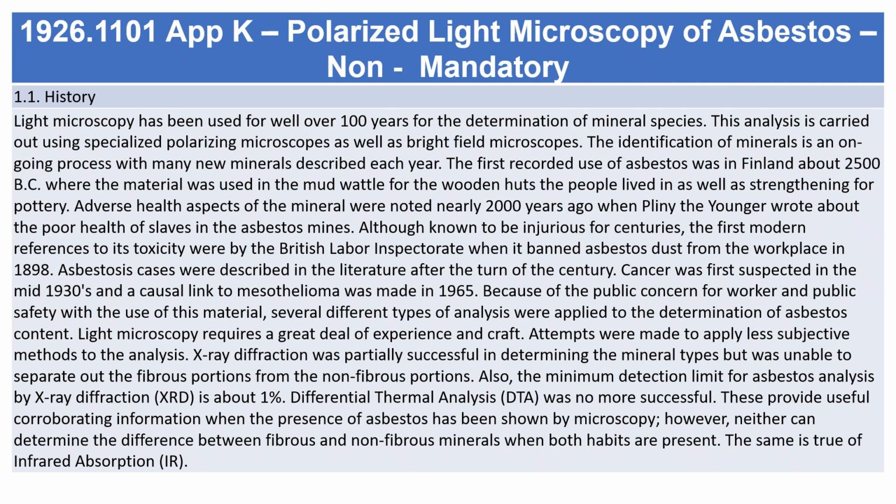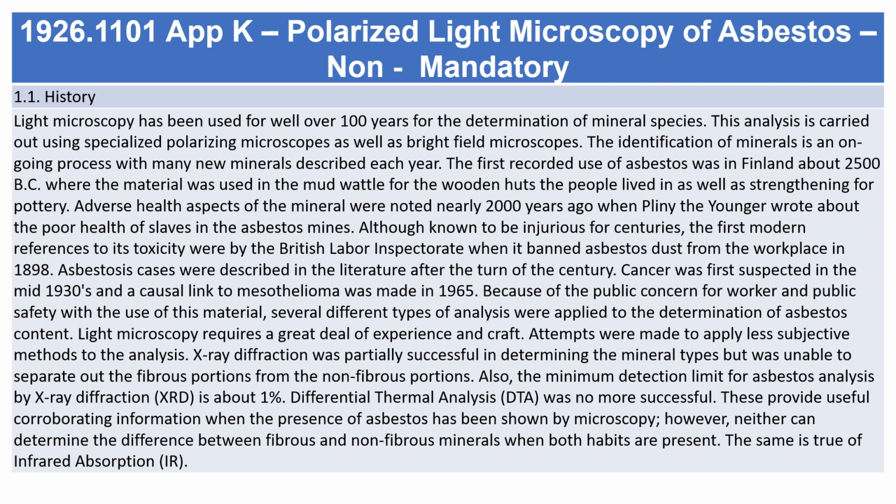Cancer was first suspected in the mid-1930s and a causal link to mesothelioma was made in 1965. Because of the public concern for worker and public safety with the use of this material, several different types of analysis were applied to the determination of asbestos content. Light microscopy requires a great deal of experience and craft. Attempts were made to apply less subjective methods to the analysis.